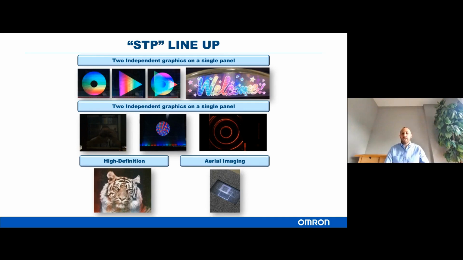Also, we can do high definition. Like I was saying with animals, we can get very good resolution and very intricate designs. Also on the right, we could do aerial imaging. We could combine our panels. We could put two panels, a mirror, and a diffuser and almost create this aerial 3D image. And that's what we're trying to create with that bottom right.